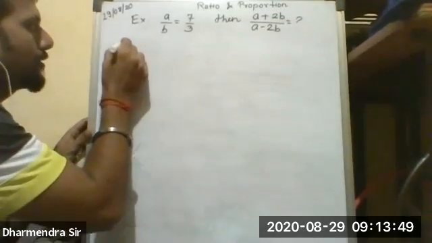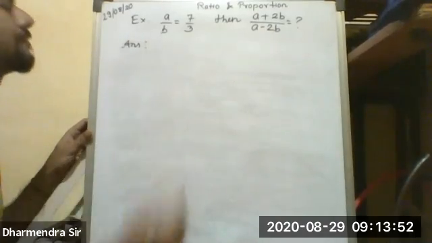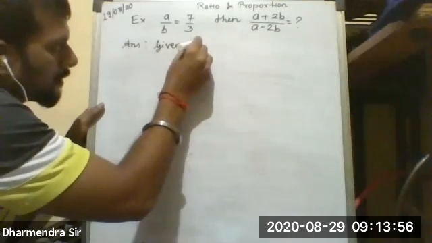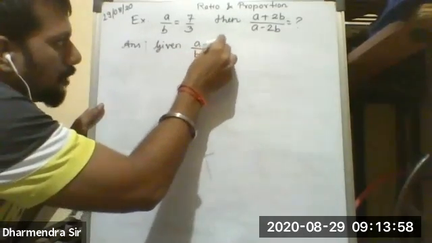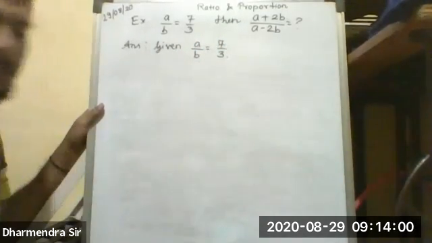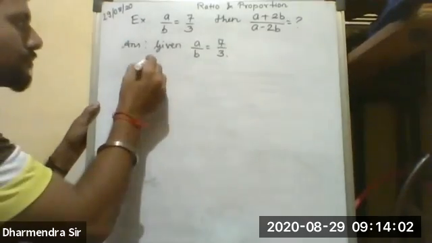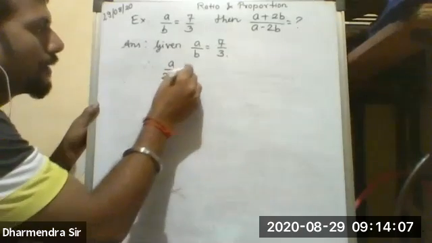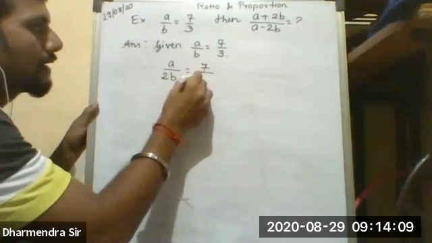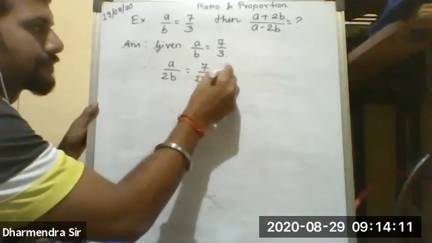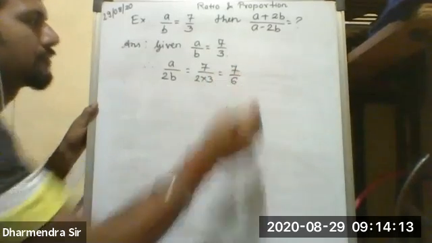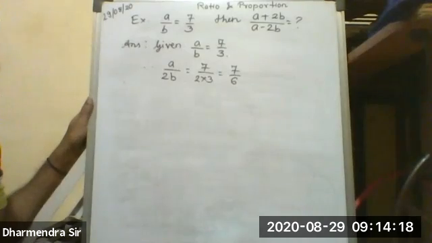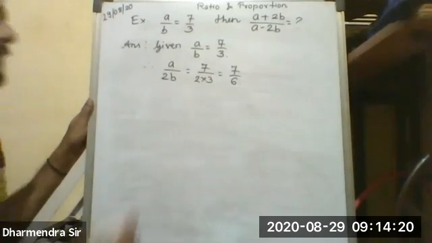So solution, or you can say answer. Given a by b equal to 7 by 3. So therefore, a by 2b is equal to 7 by 2 into 3. So 7 upon 6. I got a by 2b as 7 by 6.